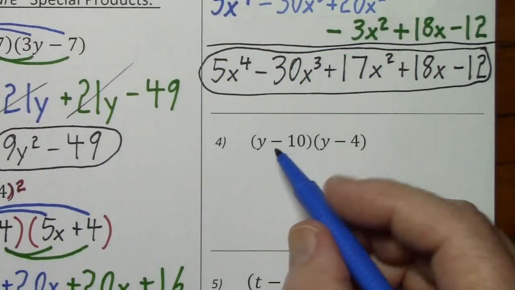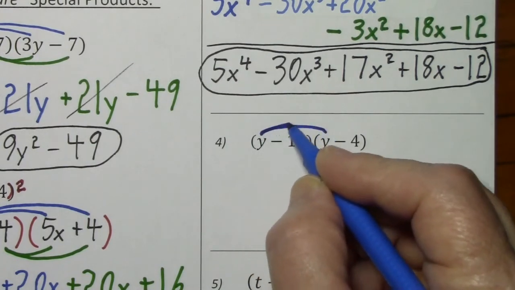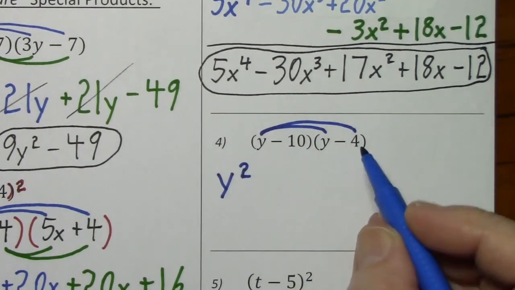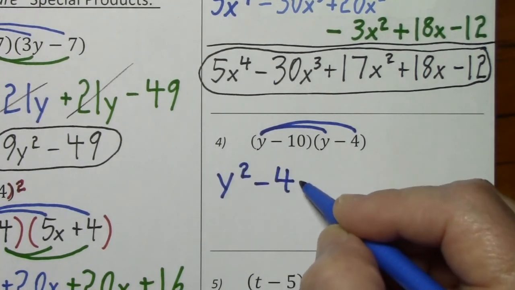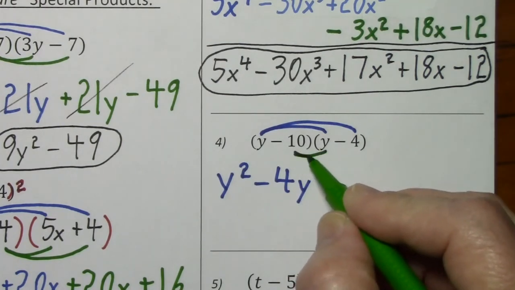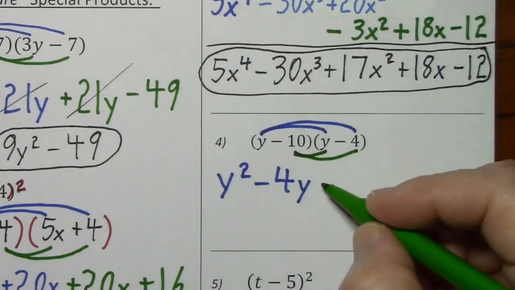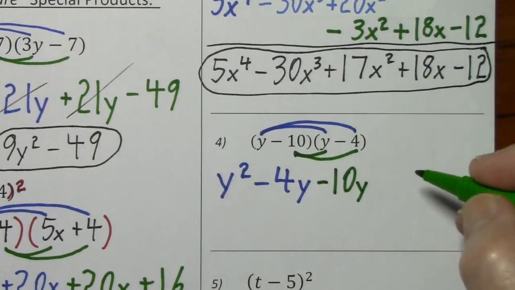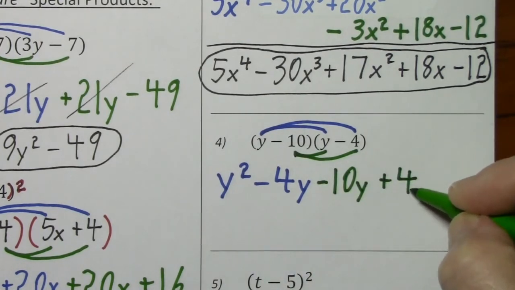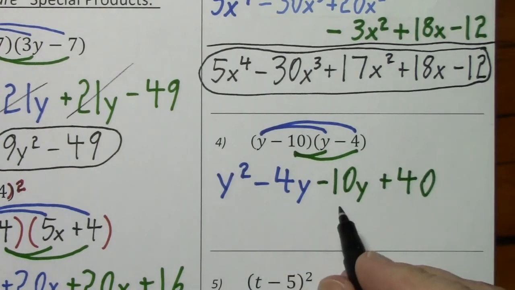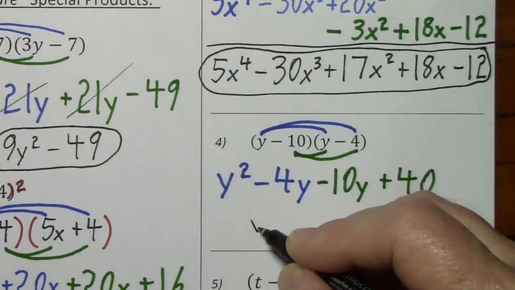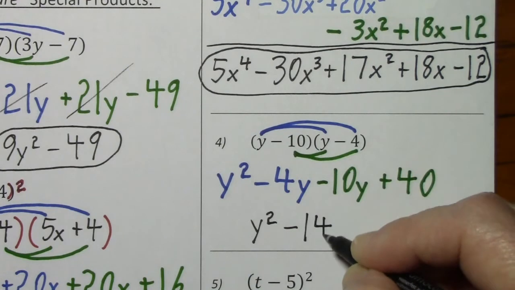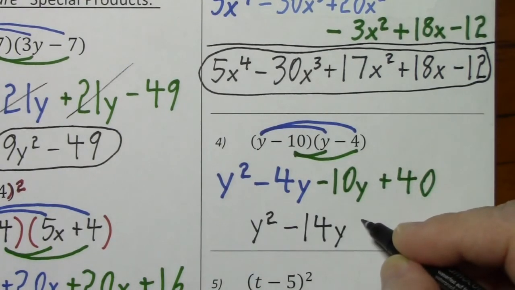Looking at number 4, we'll distribute the y to each term. Then we'll distribute negative 10 to each term. And we'll be able to combine these two like terms. So I'll bring down the y squared. Signs are the same. And bring this down.